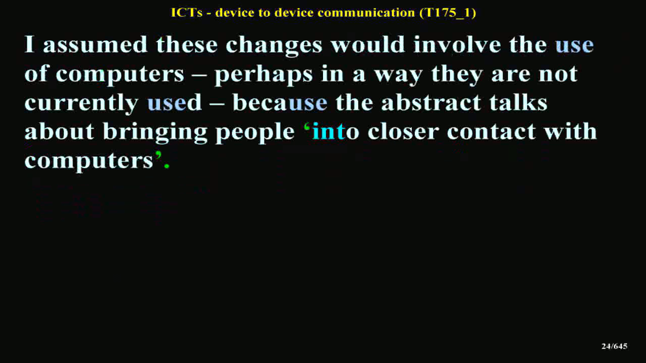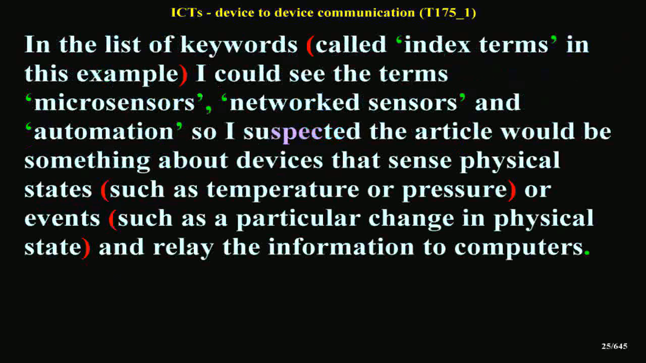I assumed these changes would involve the use of computers, perhaps in a way they are not currently used, because the abstract talks about bringing people into closer contact with computers. In the list of keywords, called index terms in this example, I could see the terms microsensors, networked sensors and automation, so I suspected the article would be about devices that sense physical states such as temperature or pressure, or events such as a particular change in physical state, and relay the information to computers.